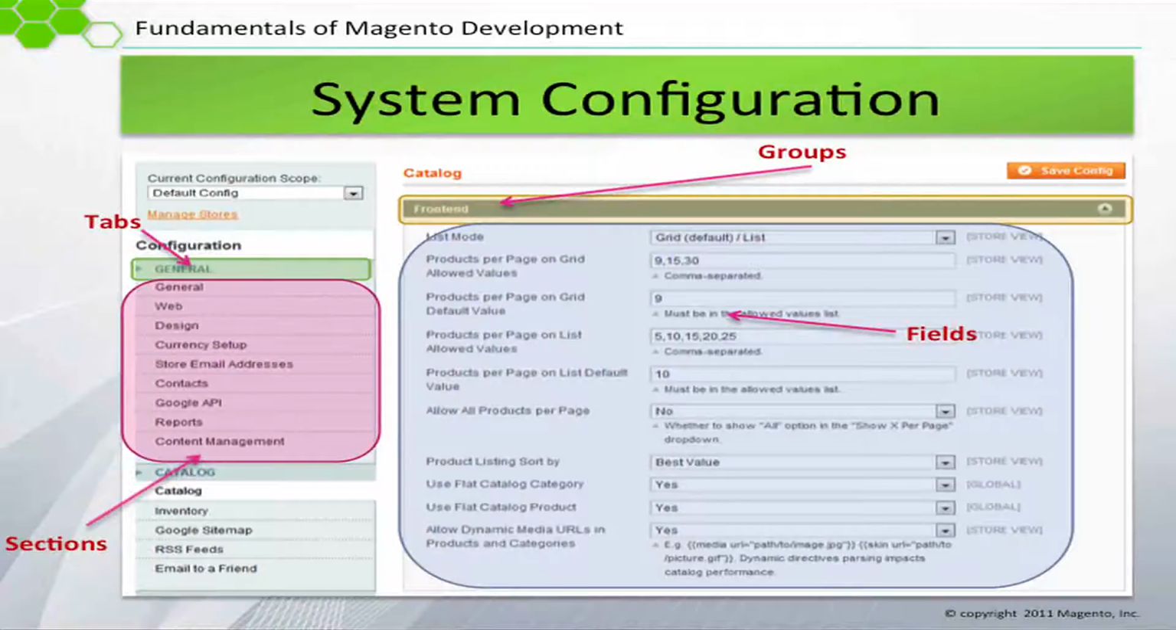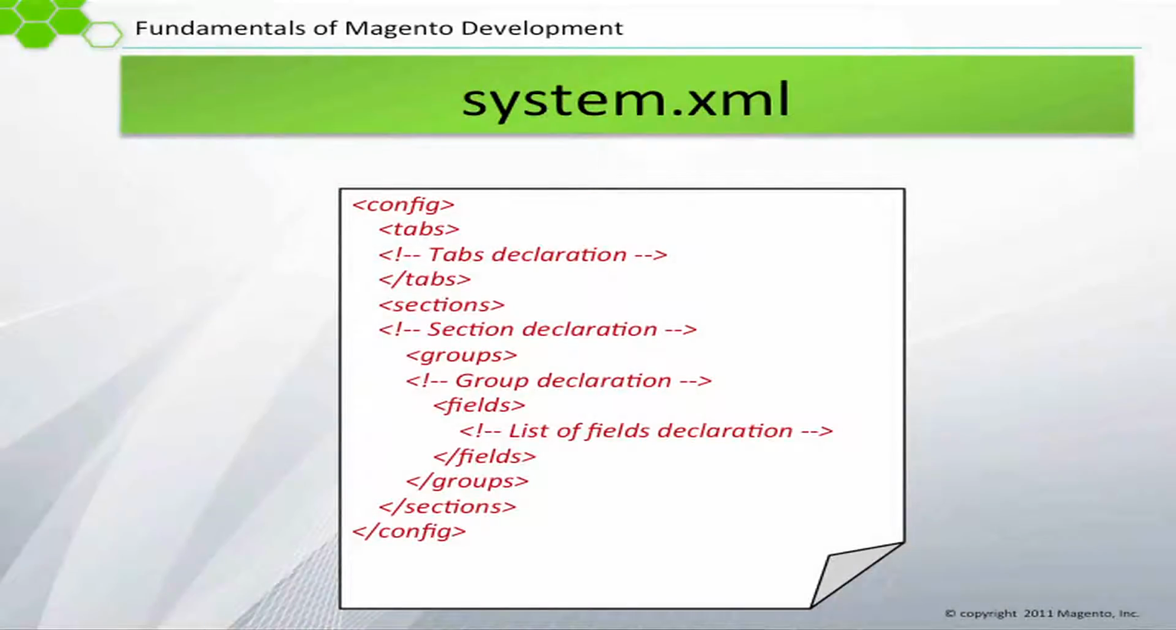And then, from then on, we do nest everything else inside. So inside of a section node, we would have groups. And inside the groups, we declare our fields. And that's it. This is a great slide. This is the structure here.